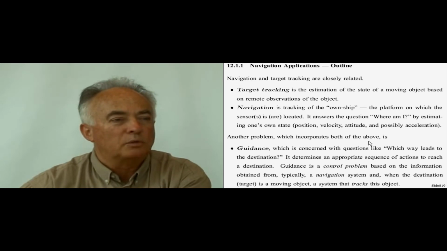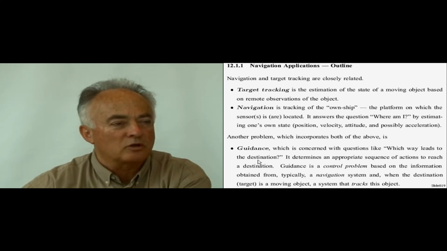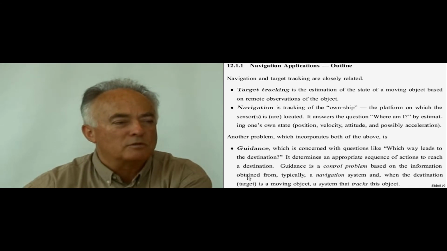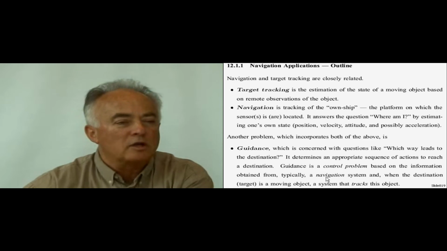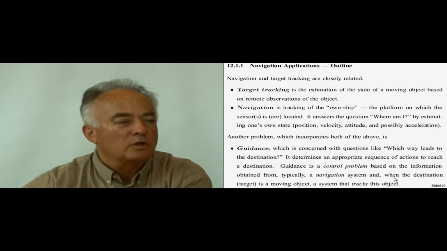Another problem which incorporates both of the above is the guidance problem, which is concerned with the following question: which way leads to a desired destination? It would determine an appropriate sequence of actions to reach that destination. That's called a guidance command. And this is a control problem based on the information obtained from typically a navigation system when the destination is a moving object and we have a system that tracks this object. So it's a combination of navigation, tracking, and control.